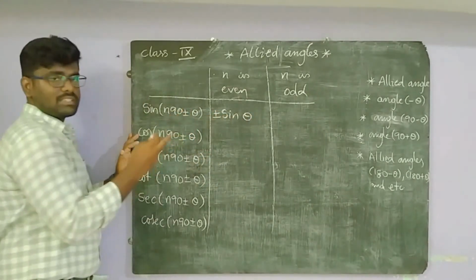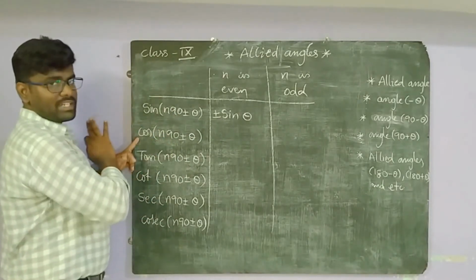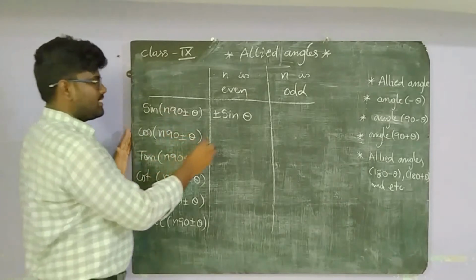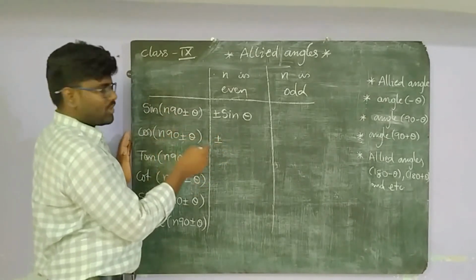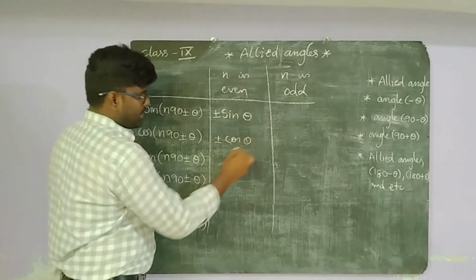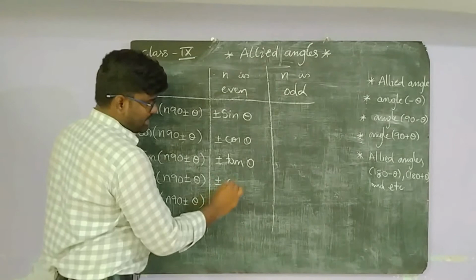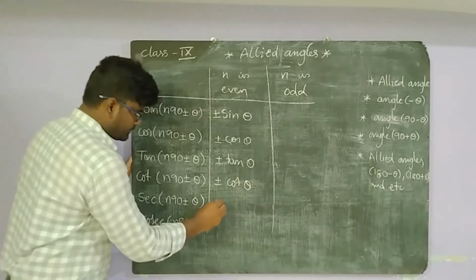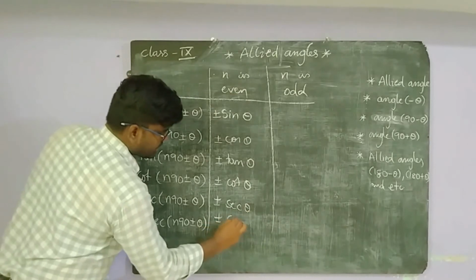Why plus or minus? Because it depends upon the quadrant. In the same way, for cos with an even multiple of 90, the trigonometric function doesn't change. That means plus or minus. Why are we writing plus or minus? It depends upon the quadrant. Cos theta. In the same way, here also tan theta, here also cot theta, here also secant theta, and here plus or minus cosecant theta.